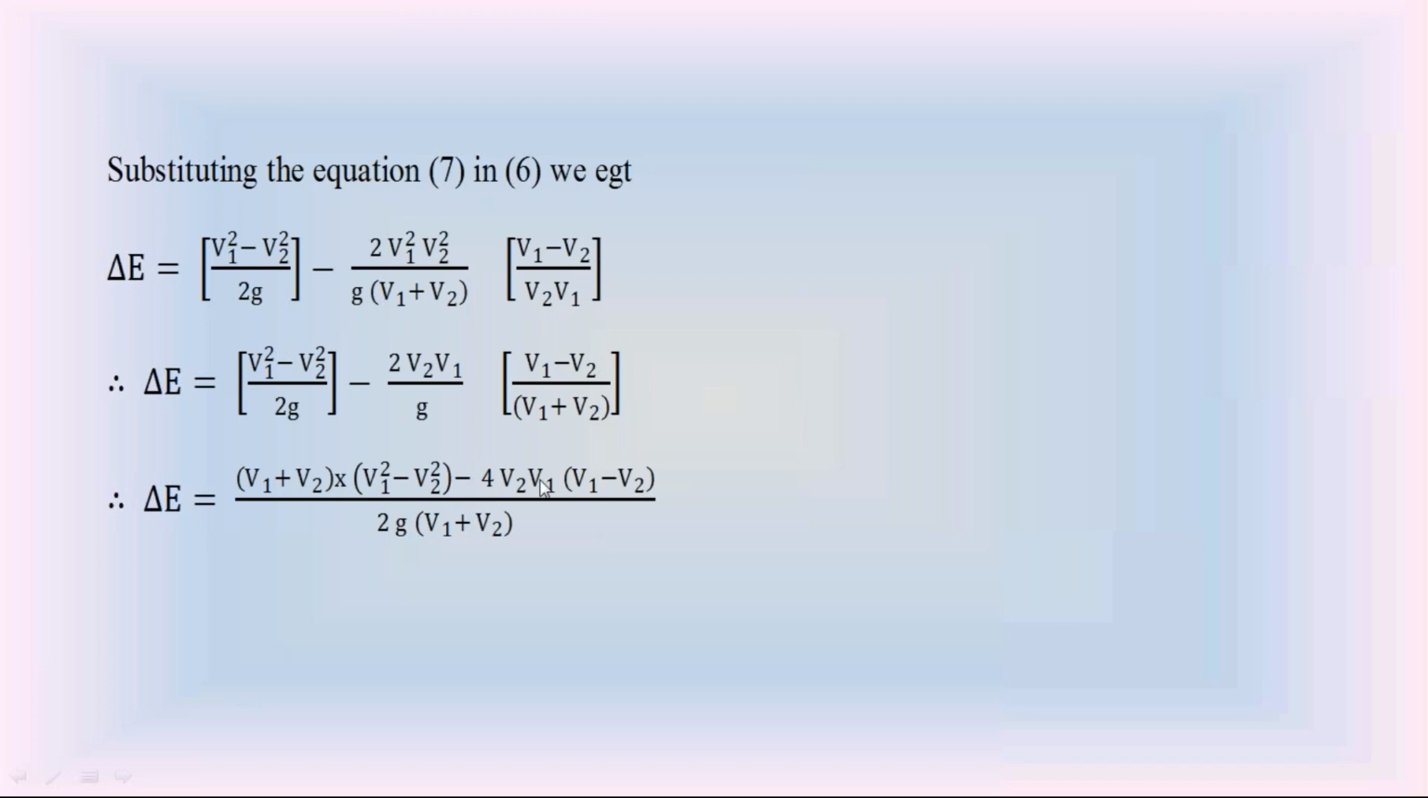Then this remaining term, 4 v2 v1 into v1 square, minus 4 v2 v1 square. Then the second term, minus 4 v2 v1 into minus v2, so it is plus 4 v2 square v1. So expand the numerator on the right hand side. The delta E equation becomes: delta E is equal to v1 cube minus v1 v2 square plus v2 v1 square minus v2 cube minus 4 v2 v1 square plus 4 v1 v2 square.